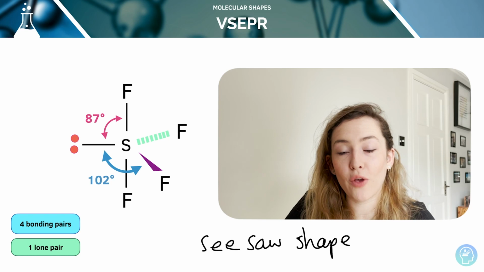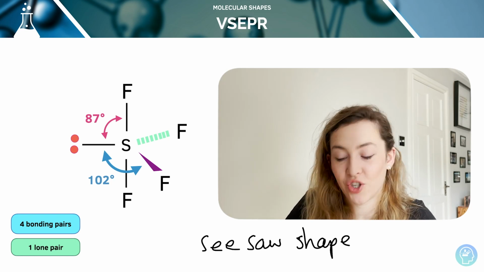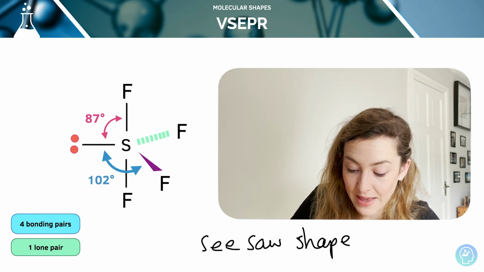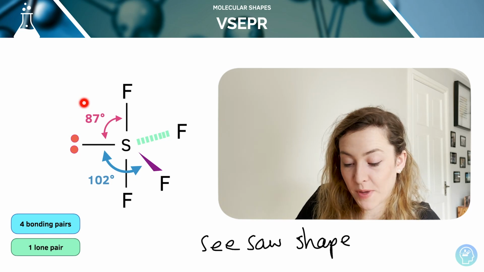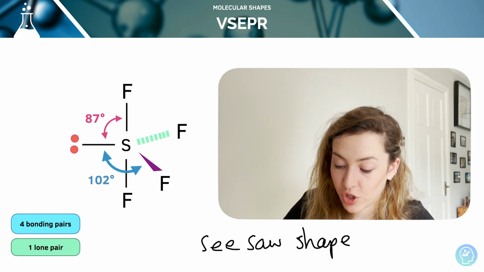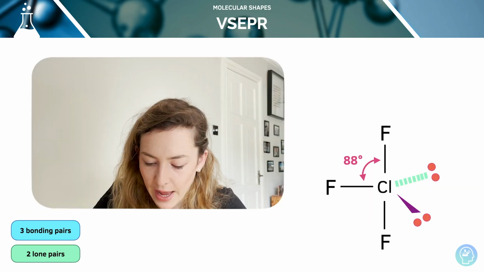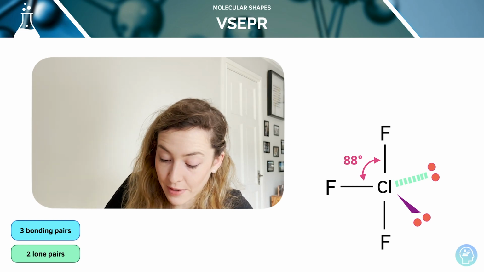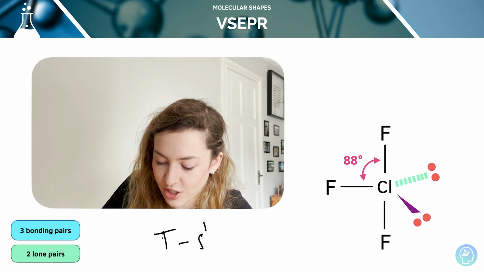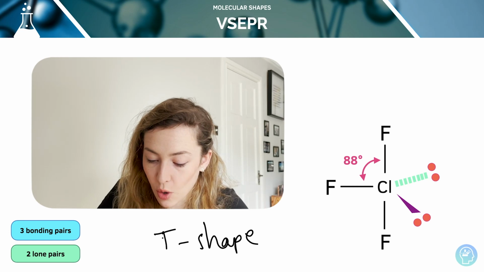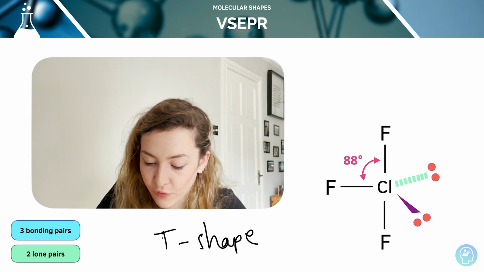Now I have to say on OCR, for example, I have never seen this in a question without a lot of information being given. So I've never had students be expected to learn these angles or the shape, but it's always helpful to know. And then another shape that might not be on your specification is a T shape. So fluoride.